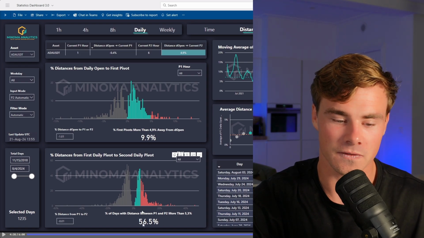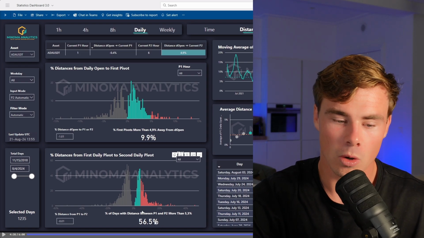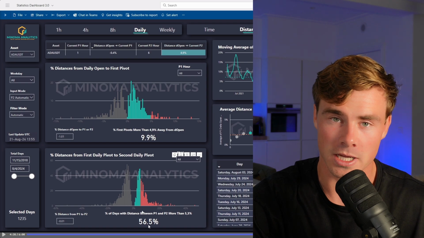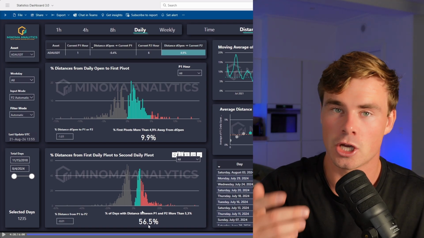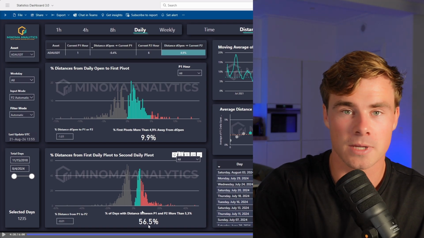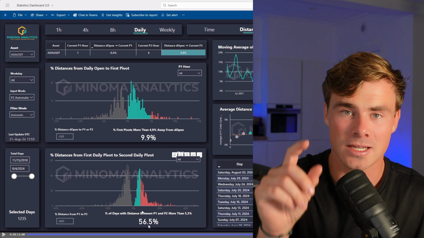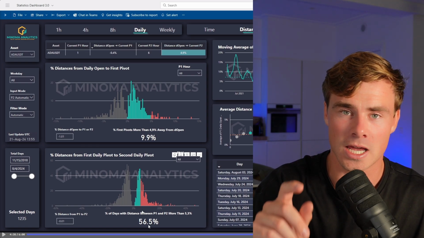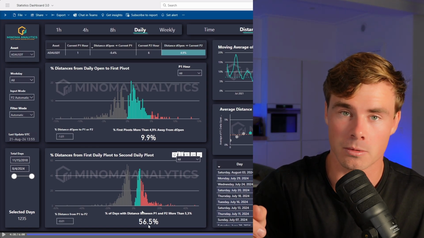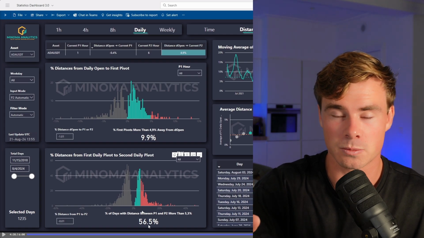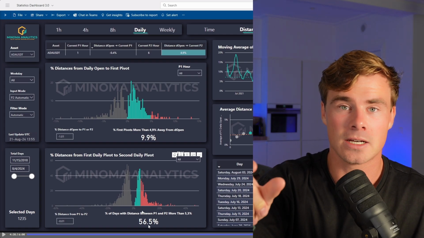Besides that, it also gave us a 56.5% chance of getting a further bullish displacement, which gave us a nice edge to expect a further bullish displacement for the day. Now, these are only the daily statistics. The weekly statistics for AVAX were showing a very high probability of getting a further bullish displacement and a new weekly high later on during the week.